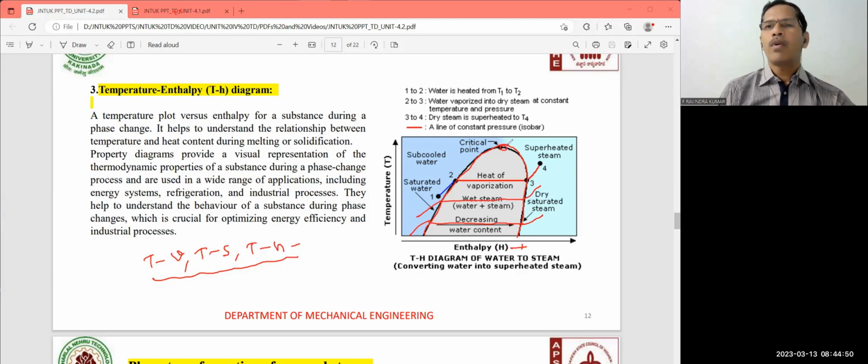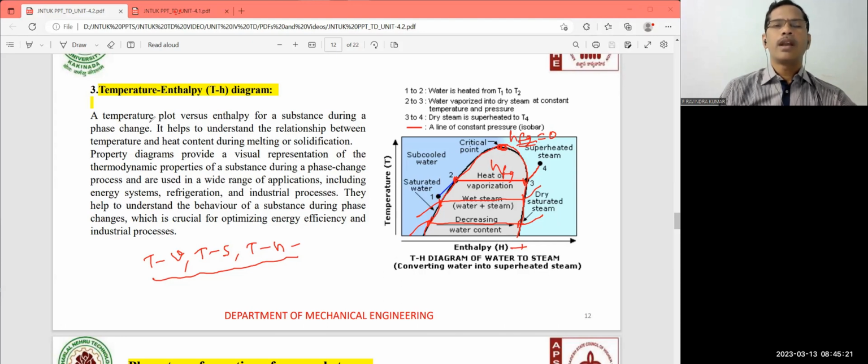So at the critical point, the enthalpy of evaporation is equal to 0, right? So here you just observe the hfg. This is the hf, this is hg. This is hf, this is hg, right? So at the critical point where the saturated liquid line and saturated vapor line merge, at that state, enthalpy of evaporation is equal to 0.